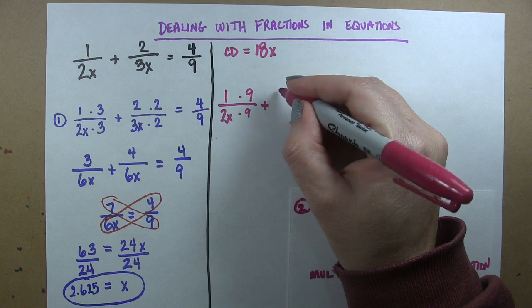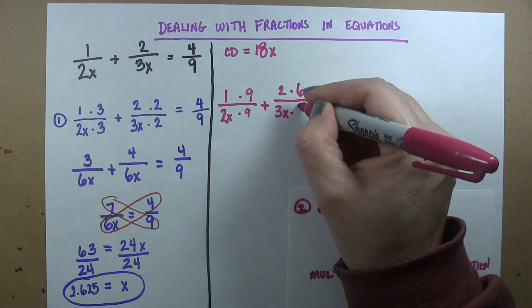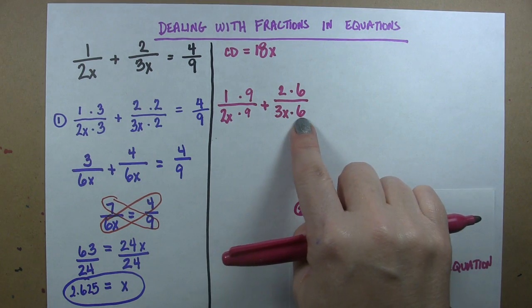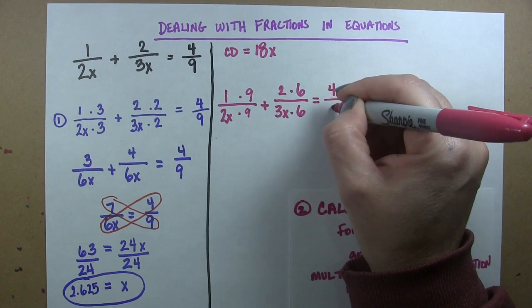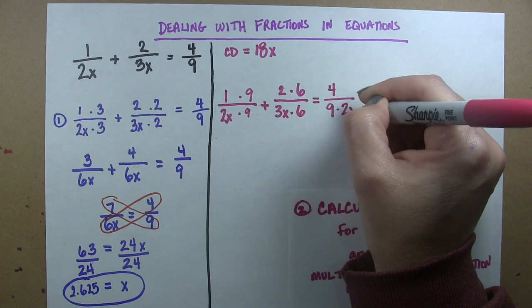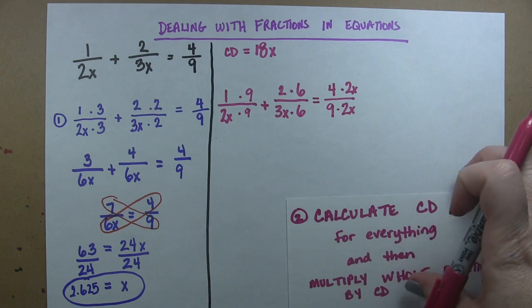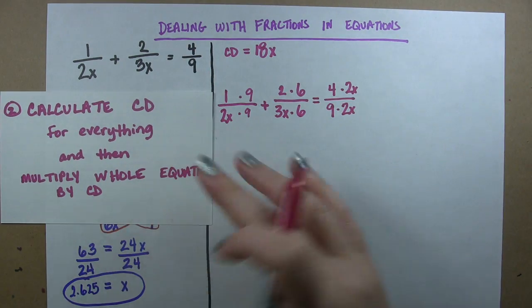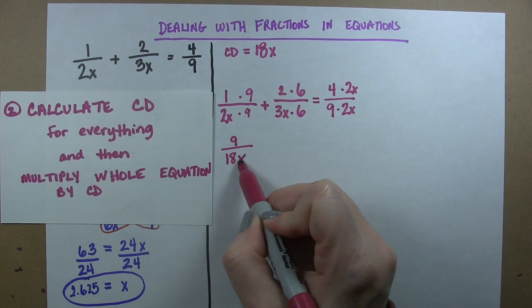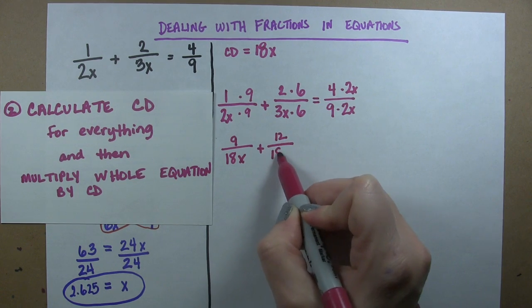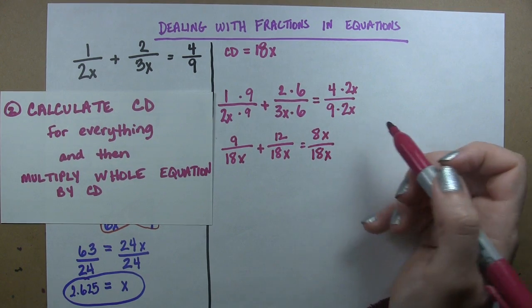And then I have 2 over 3x, and I have to multiply this numerator and denominator by 6, because 3x times 6 gives me 18x. And then this over here, in order to get to 18x, I have to multiply the numerator and the denominator by 2x. So now I'm going to have the exact same denominator for each fraction. So this will be 9 over 18x plus 12 over 18x equals 8x over 18x.